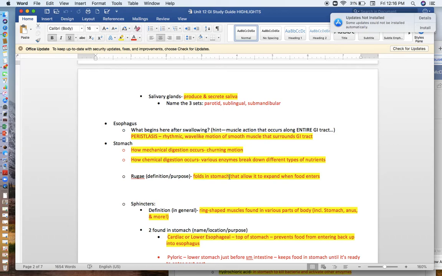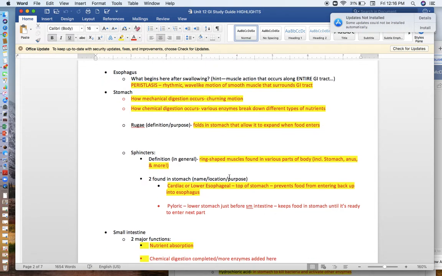The stomach contains rugae. Remember the folds, and the folds are important when you have no food in your stomach. You're going to have more folds, and then as you fill your stomach, you'll see less folds because the stomach's expanding.